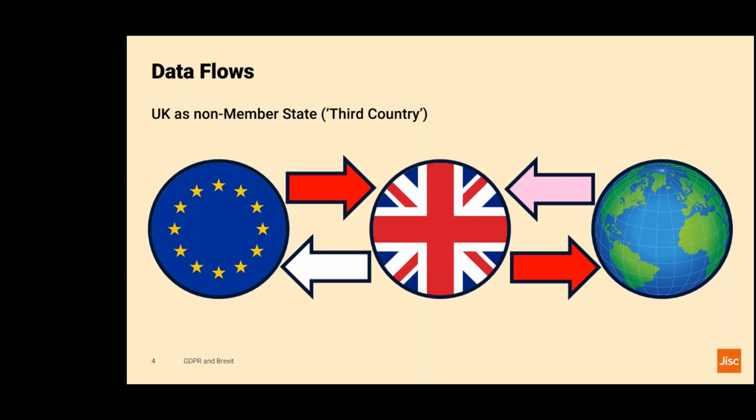The big change is on transfers from the EU into the UK. That is now a third country, so that is now also a red arrow. So the difference is that at the moment, we only see the red arrow from the exporter side. In future, we have to worry about the red arrow from the importer side as well. So what's in that red arrow?